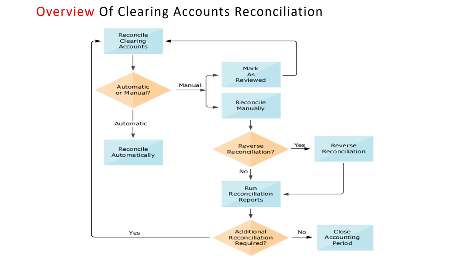Also, the recommended approach for reconciling a clearing account is to run automatic reconciliation to process the majority of the journal lines based on your setup. Then use manual reconciliation to resolve the journal lines that weren't reconciled automatically. You can also reverse incorrect reconciliations. Reports are also available to help with this process. So Oracle recommends reconciling clearing accounts automatically, not manually.